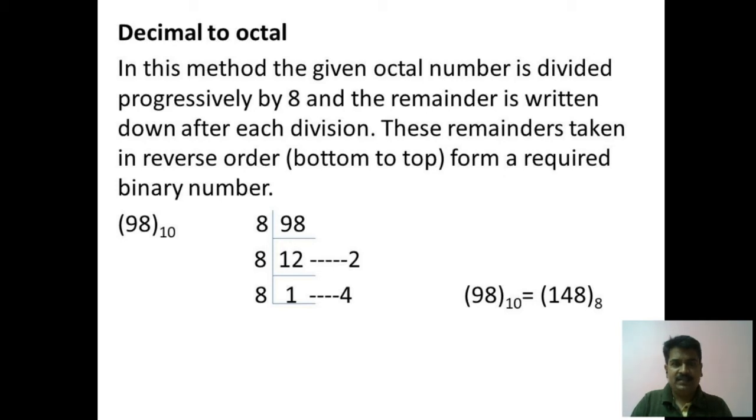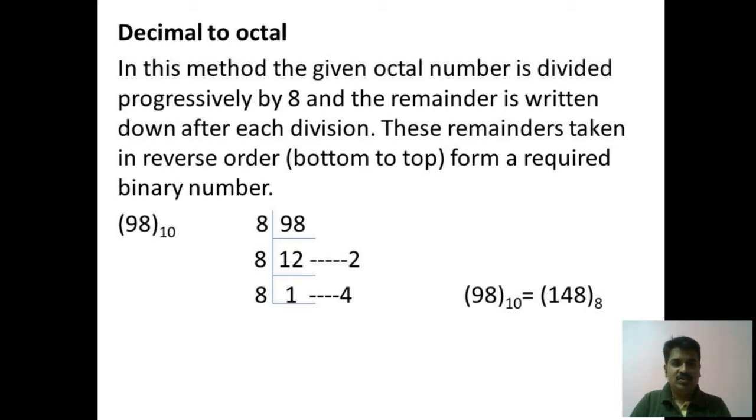The example is 98, that's a base 10. This 98 has to be divided successively by 8 because this is decimal to octal conversion. You have to divide it by 8. So 8 12s are 96, the remainder is 2. Again for the 12, you have to divide by 8, the remainder is 4. Now you take this in the reverse order, the answer will be 142 to the base 8.